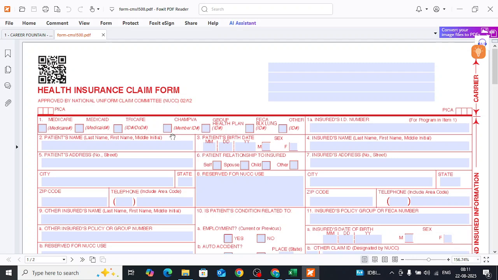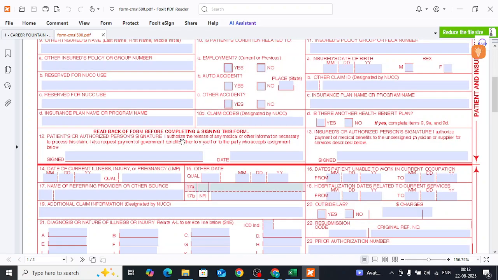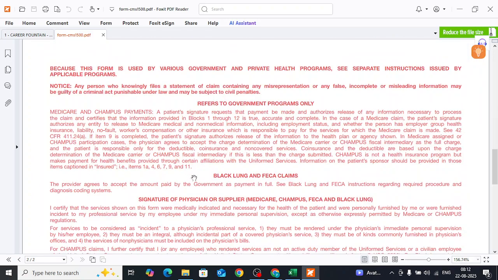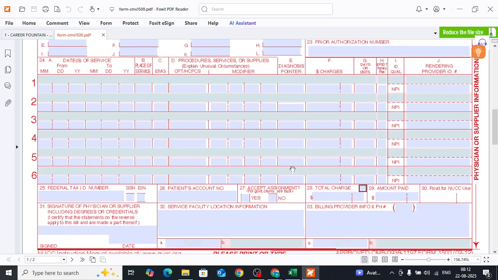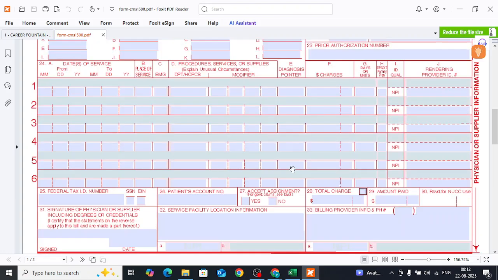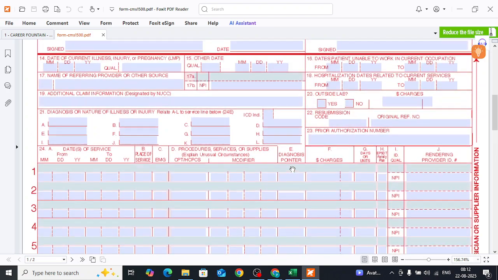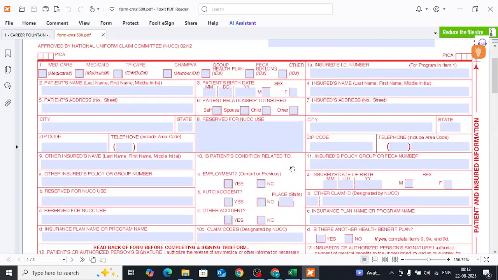For example, if he asks you about the ABN, you should first know what is meant by ABN. It's Advance Beneficiary Notice. Like that, you should know the long form, then only you will be able to answer. So the CMS is Center for Medicare and Medicaid Services. This form has a total of 33 boxes, and from these 33 boxes, at least you have to remember 12 to 13 boxes.